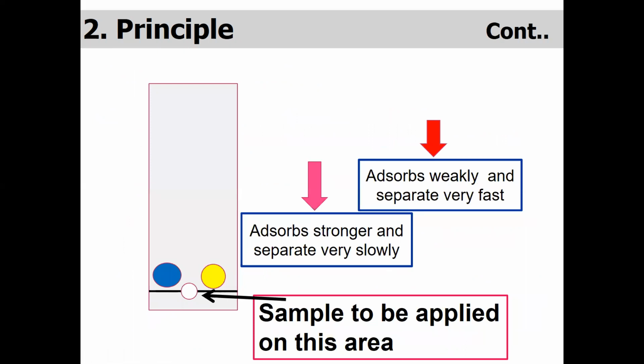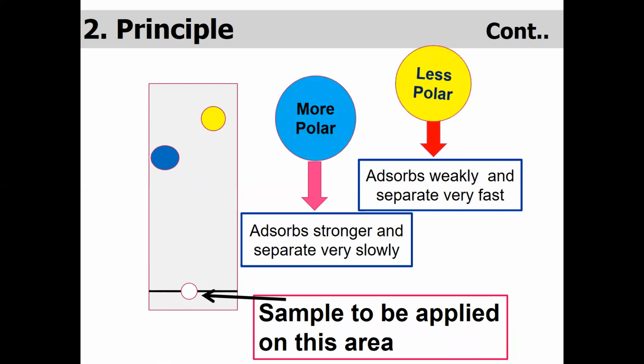Now let us see how a TLC runs. Let's say, for example, this is a TLC and these are two components, and we are using silica-based, or silica-coated, TLC. Definitely silica is polar in nature, it will try to adsorb the polar compound strongly and it will elute the non-polar component faster. In this way, the non-polar component will elute faster while the polar component will elute slower, because it is bound with the silica as well. All right.